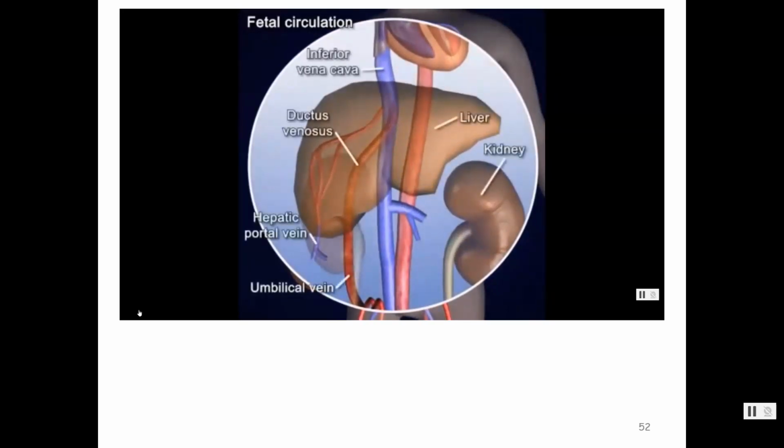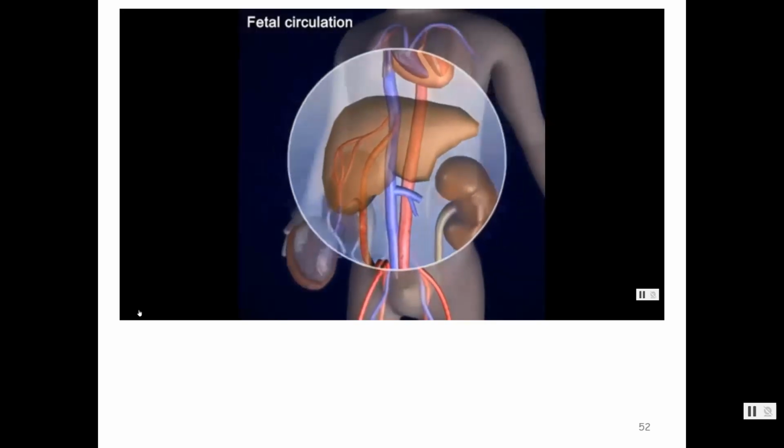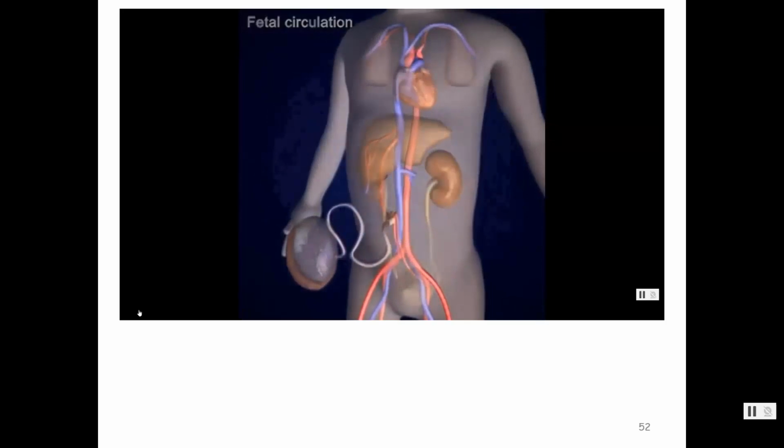Finally, the ductus venosus, which is a continuation of the umbilical vein, serves as a shunt or bypass, which allows most of the blood returning from the placenta to be diverted from the immature liver of the fetus and emptied directly into the inferior vena cava.